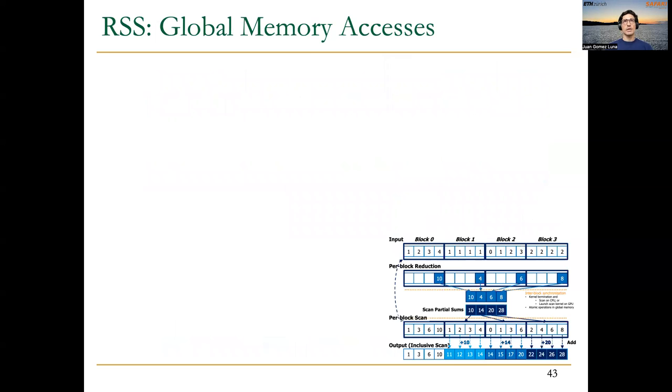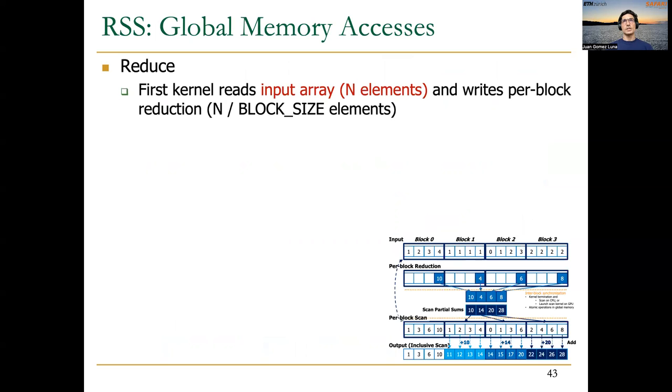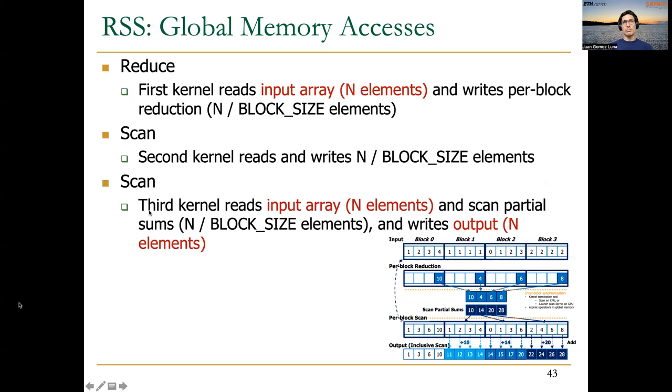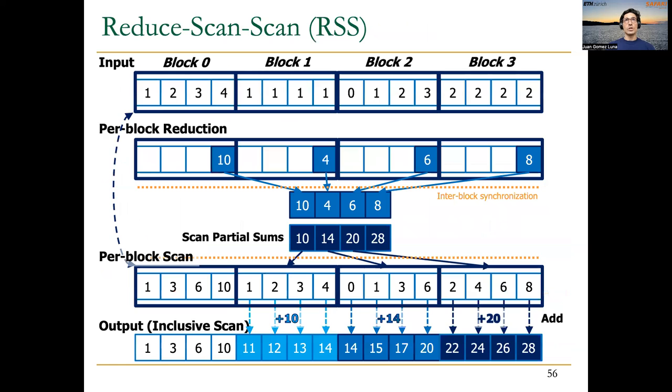This RSS, reduce-scan-scan version, has the following number of global memory accesses. In the first stage, the reduce stage, we are reading the entire input array, that is n elements. But now we only need to write the per-block reductions, which is much smaller. In the second kernel, we read and write only the small per-block reductions. And in the final scan step, we read again n elements of input, perform the partial scans, and then write an output of n elements. So in total here, we are reading or writing 3n elements. And that's why this reduce-scan-scan algorithm usually results in better performance than the scan-scan-add version when using very large input arrays that can occupy the whole GPU.